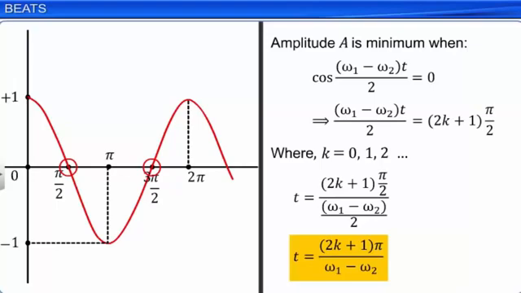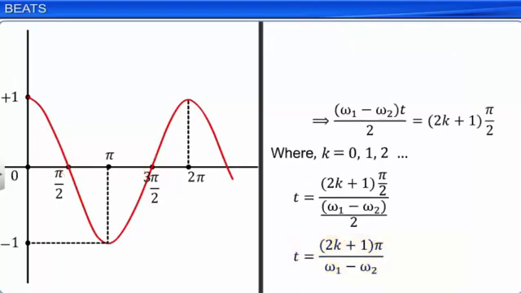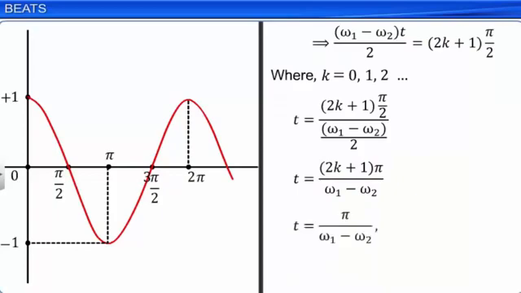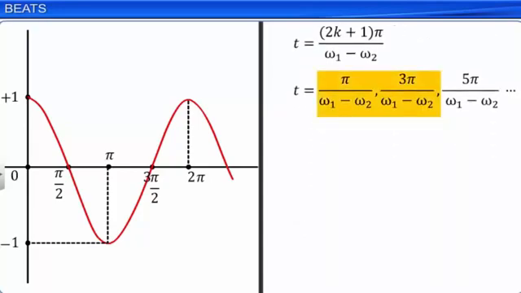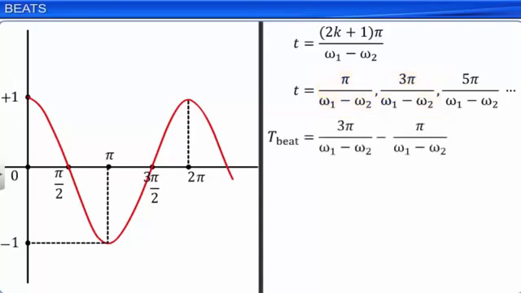Beat period t beat is the difference between two consecutive values of t. Therefore, t beat is equal to 2 pi by (omega 1 minus omega 2). Therefore, beat frequency, nu beat, is equal to 1 by t beat, which is equal to (omega 1 minus omega 2) by 2 pi. Substituting and simplifying the values of omega 1 and omega 2 in the above equation, we get nu beat is equal to nu 1 minus nu 2.